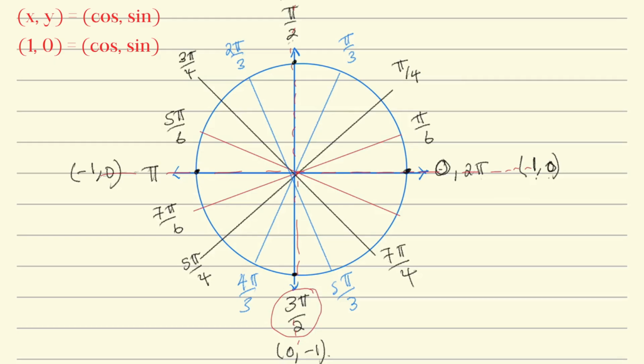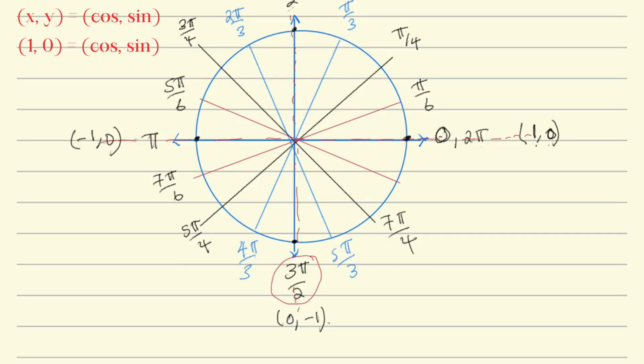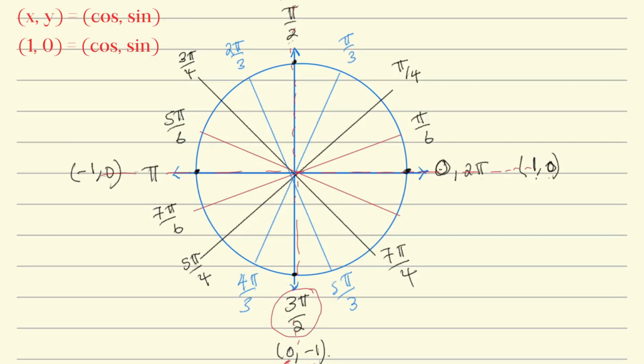In the same way, let us observe this angle which is at the very bottom, 3 pi over 2. On the x-y plane, this is a point 0, negative 1. So this tells us to say cosine 3 pi over 2 is 0, right? And sine 3 pi over 2 is negative 1, okay? Since x, y is cosine, sine.